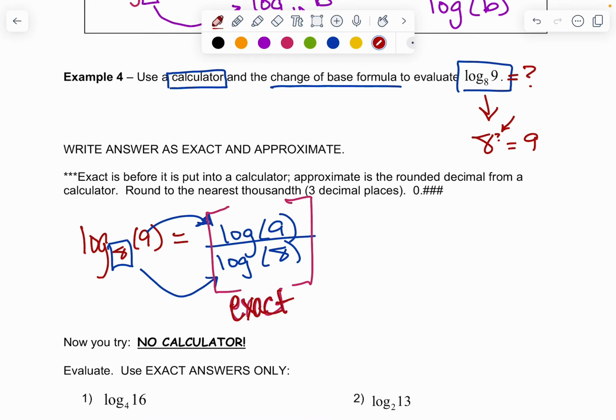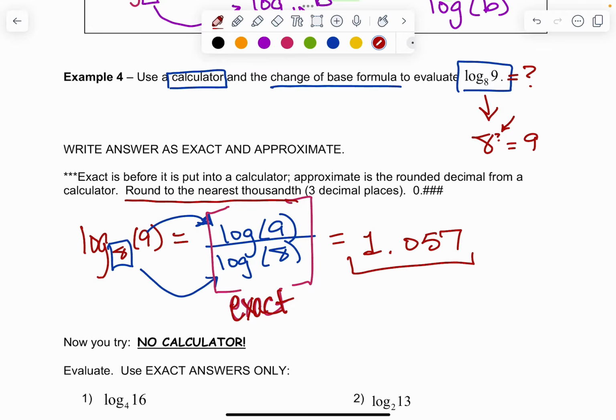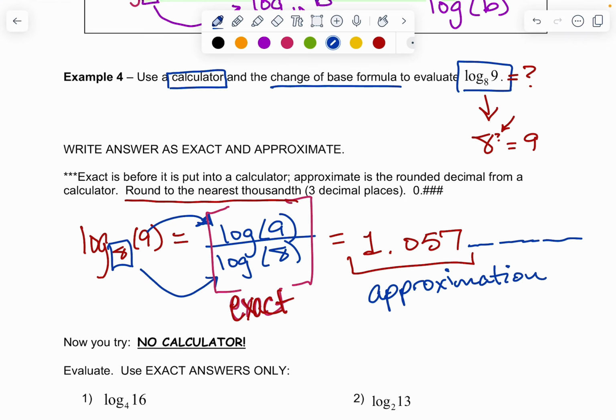Now it says, let's round to the nearest thousandth for our calculator solution. And so you should get 1.057. And you're like, man, that seems pretty exact. But really, that's an approximation because we cut off who knows how many more decimal places.